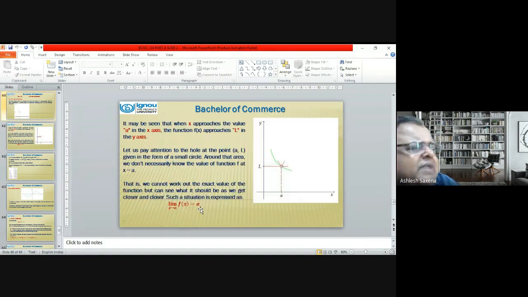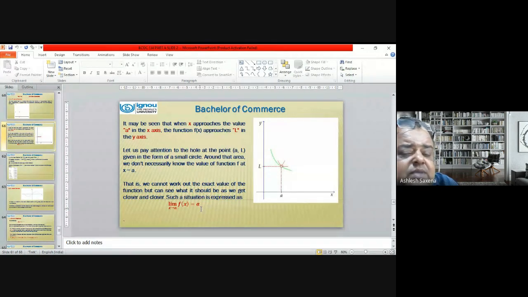Now, what does this mean? We always say that we find out a value graphically. We won't be doing any graphical representation here, but to make you understand what this means, we always say that it is approaching a, but it is not equal to a. You can see that it has approached a value of a. But for that limit, for that function, the y has a value at L.